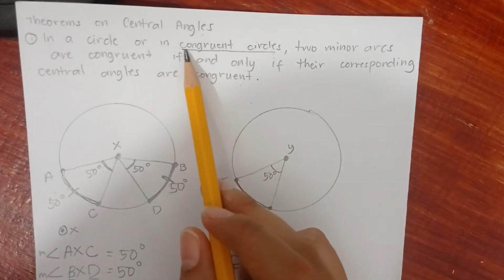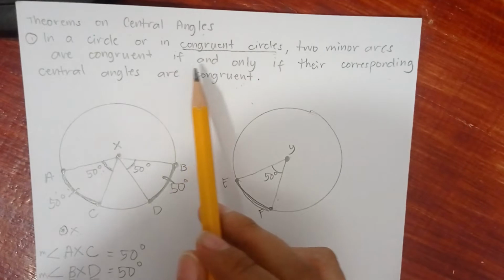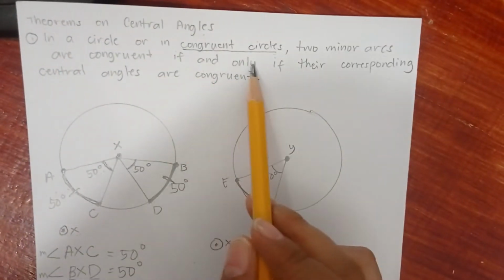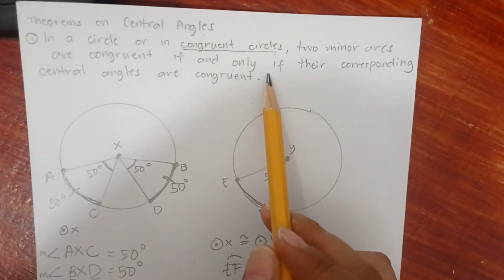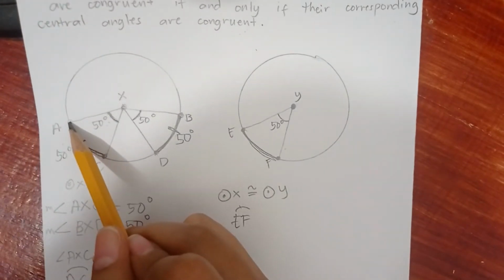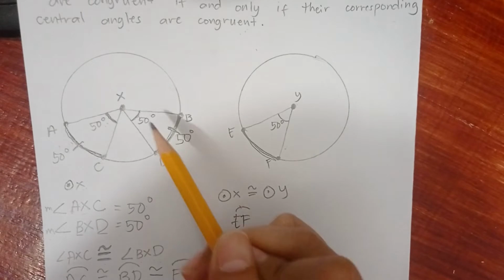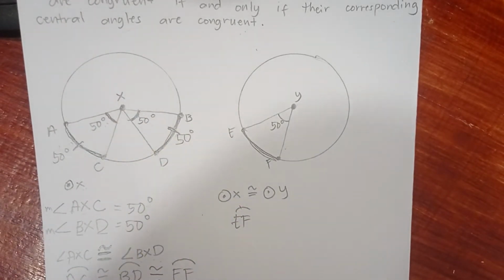Ngayon, paano naman? In congruent circles, two minor arcs are congruent if and only if their corresponding central angles are congruent. Kaya, class, may if and only if dito, kahit magkabaliktad yung premise natin and conclusion, true pa rin siya. So, ibig sabihin, kahit na ito yung given, arc AC is congruent to arc BD. Therefore, automatic congruent pa rin yung corresponding angles nila.